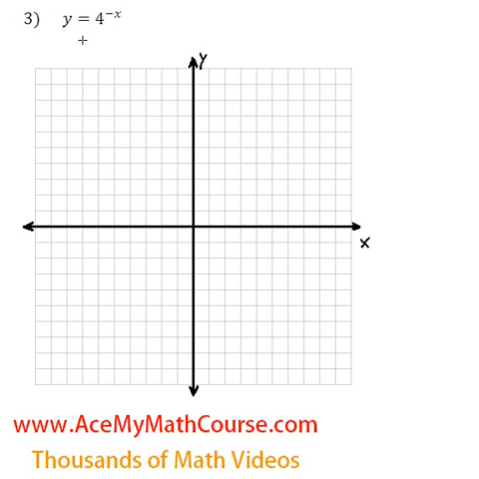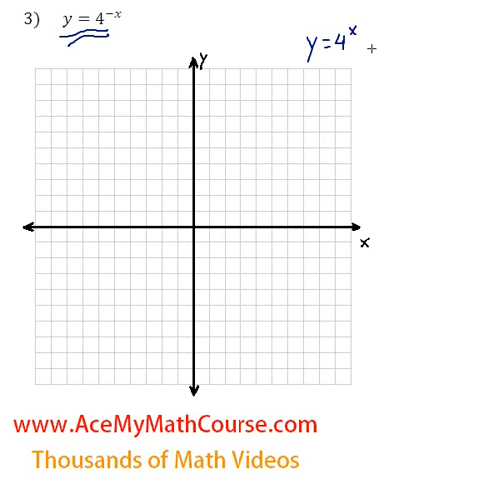Now let's graph y equals 4 to the power of negative x. But before I get started with this one, I will just graph y equals 4 to the power of x, and then make a change that will allow us to get to this: y equals 4 to the power of negative x.